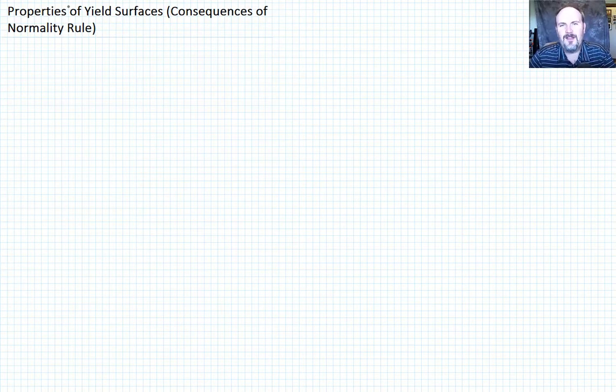All right. In the last lecture, we talked about the effects of the maximum dissipation postulate, the consequences of it. And those consequences were primarily twofold. One, it demonstrated that the yield surface must be convex. And the second is that it demonstrated that the increment of plastic strain must be normal to the yield surface at whatever point it crosses. So now we want to explore the consequences of that normality rule, as we called it.